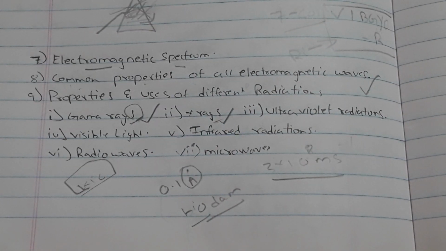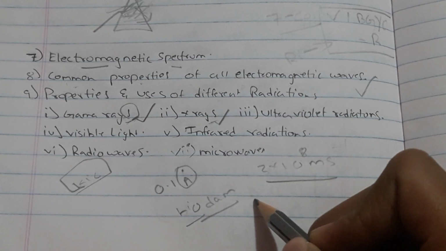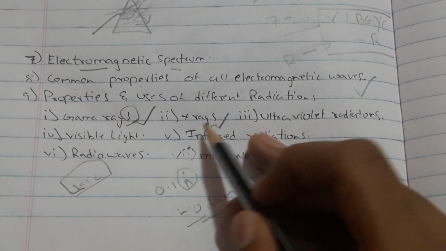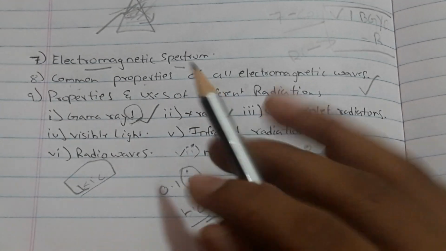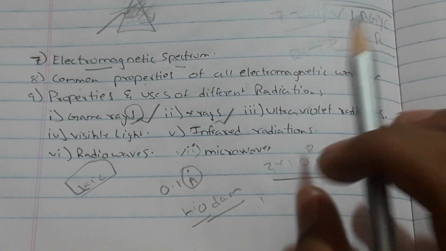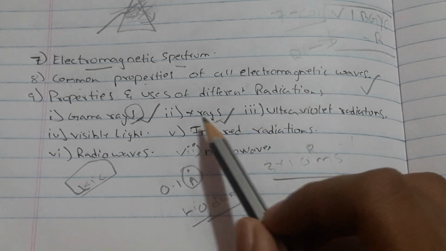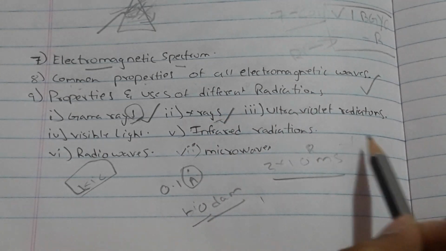Now moving to the uses of X-rays. They are used in the detection of fractures in bones and teeth. If there is a fracture in a bone or a tooth, X-rays help us to show the shape of the fracture. Those are the uses of X-rays. Now moving to the ultraviolet radiations.